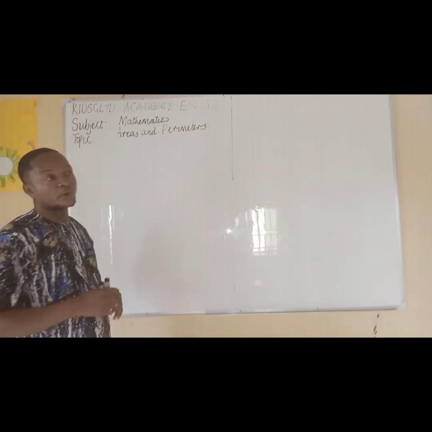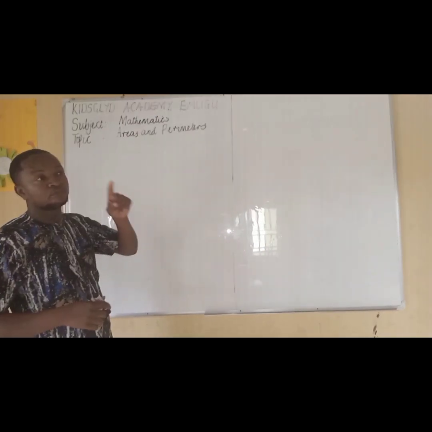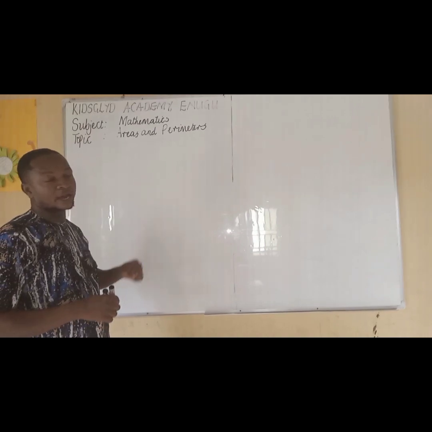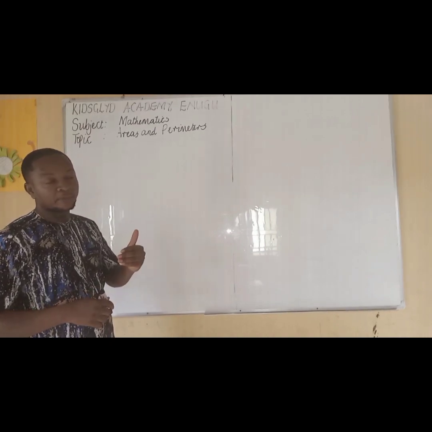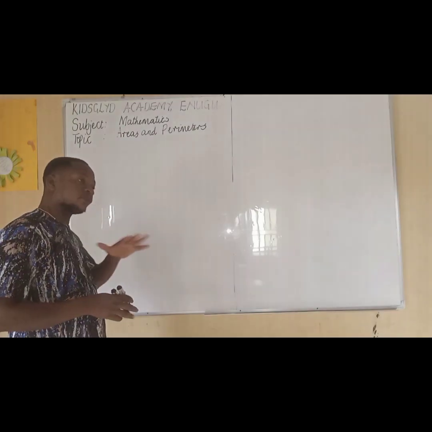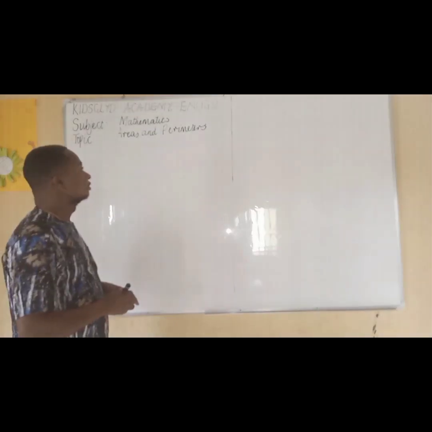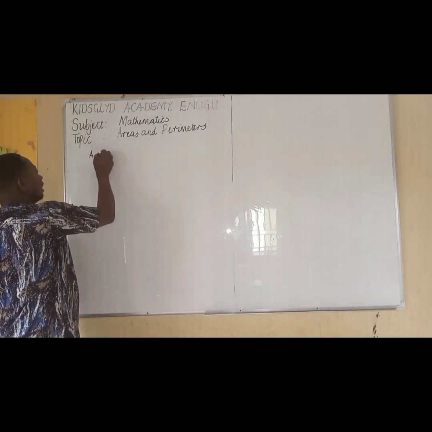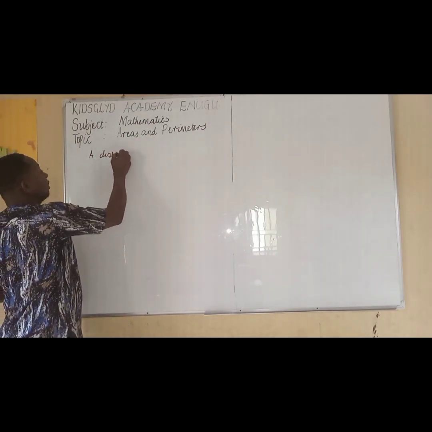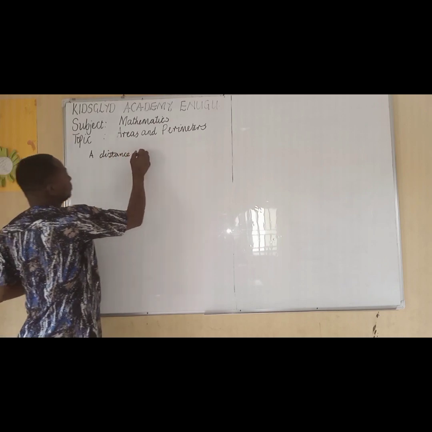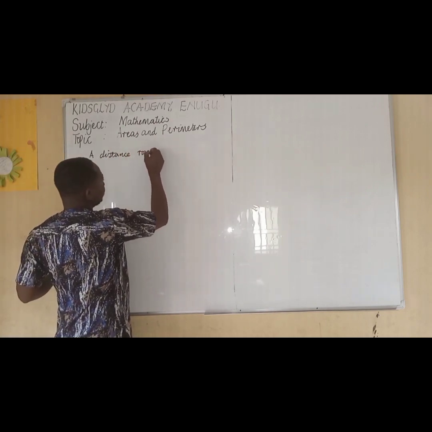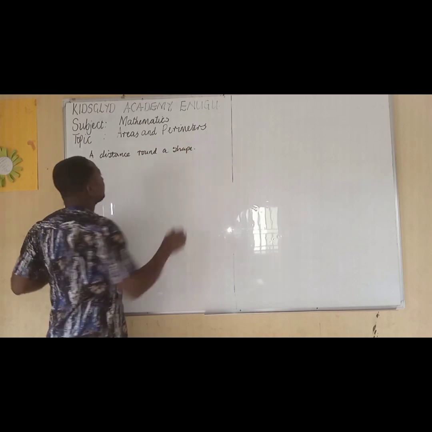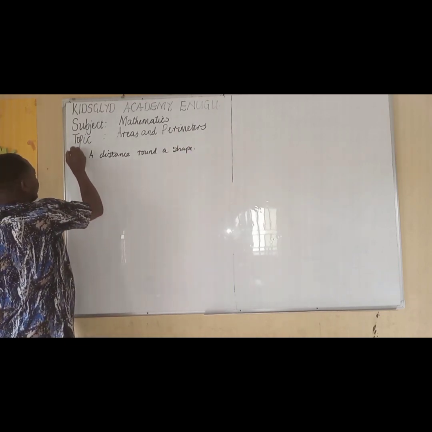But in the case of squares, squares have both sides equal. That means the length and the breadth are equal. Though we still give it the name length, it's not longer than the breadth. So, for example, we say the area is the distance around a particular shape.